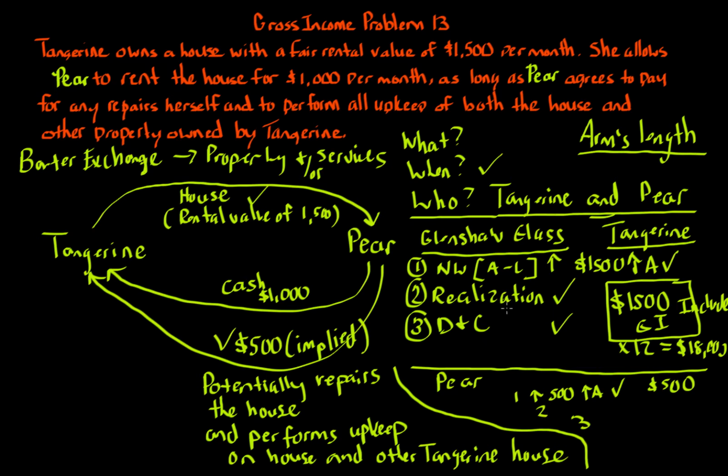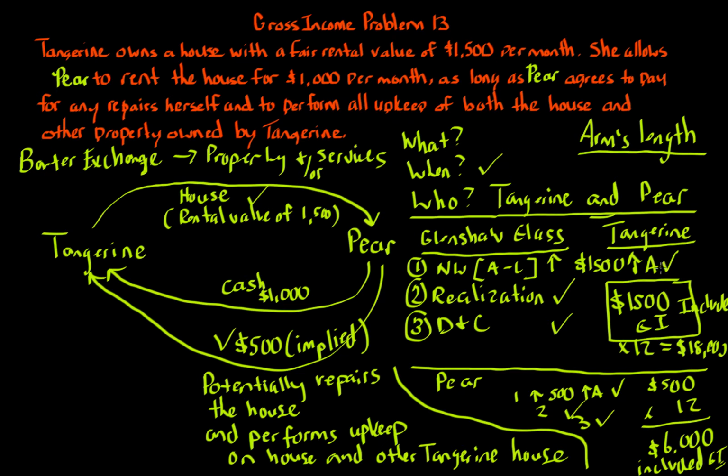Second is realization. The realization is service. Pear is providing a service, potentially repairing the house, and also upkeep. The upkeep is for sure, so we do have services. And remember, services are always severance because they're separable from the actual service, and again, the implicit cash. Third is dominion control. Are there any restrictions on the use of the house? No, for that portion or the cash that will be received. So there is dominion control. So that means that Pear has to include $6,000 in gross income for the year, which is $500, that implicit from the services, times the 12 months, which is $6,000.